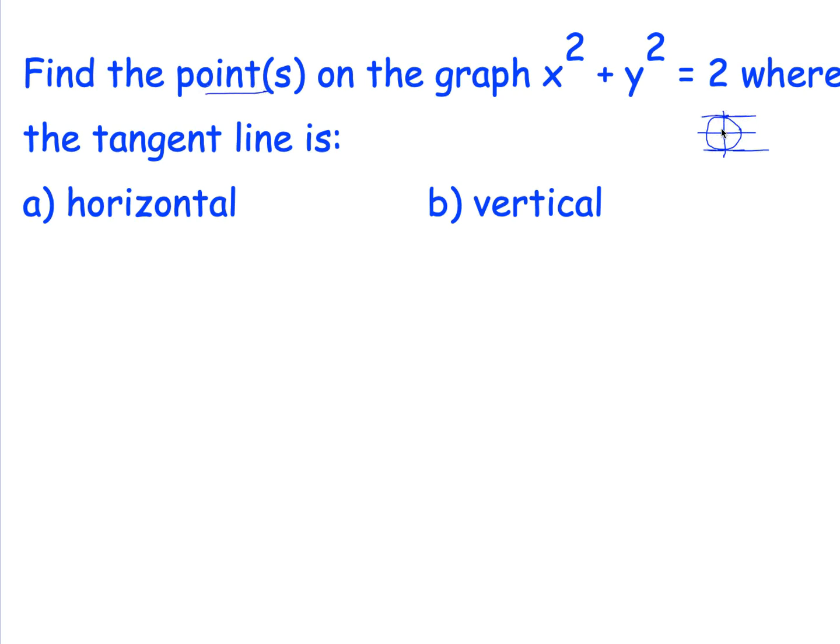Well, this top point is x is 0. And how high is this? Well, remember, I think I mentioned it before, but this means the radius isn't 2, it's the square root of 2. So 0, square root of 2, there's one horizontal tangent line, and then there's another one below at the bottom, which would be 0, -√2.